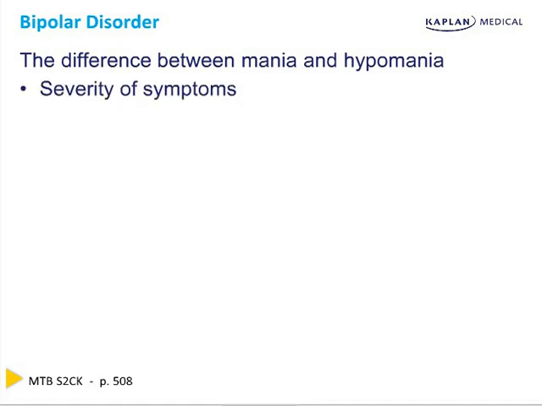The difference between mania and hypomania is the severity of symptoms, the level of functioning. So for mania, the severity is large. You're going to admit these patients. You want to make sure you don't let them leave. They're sleeping with people. They might be at risk for sexually transmitted diseases. They're going to go bankrupt if they keep spending money the way that they do. So the level of functioning is severely affected.